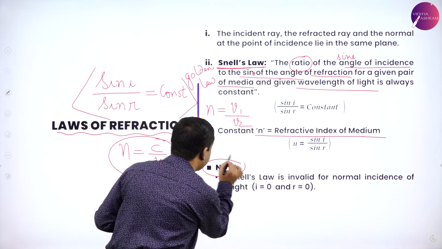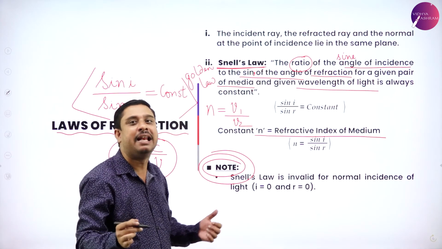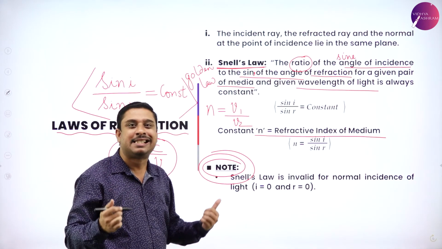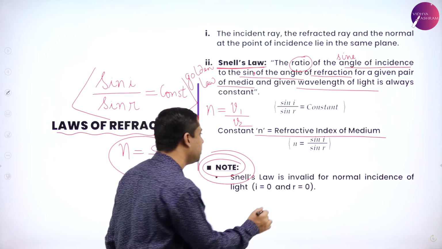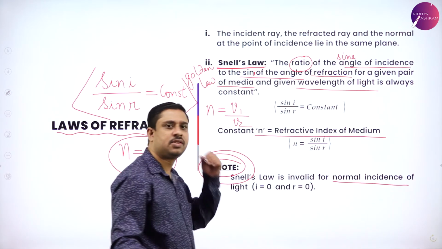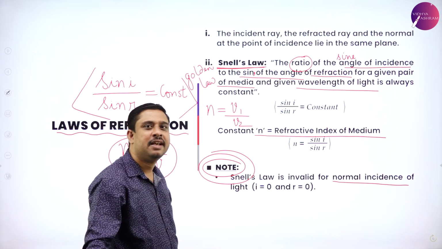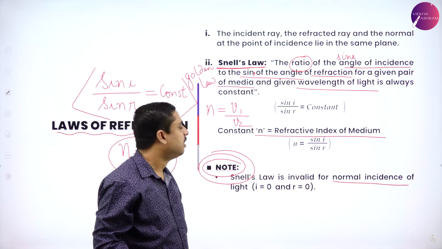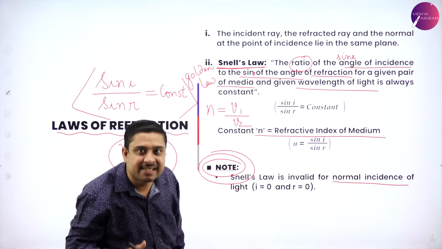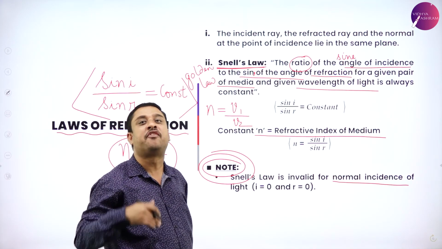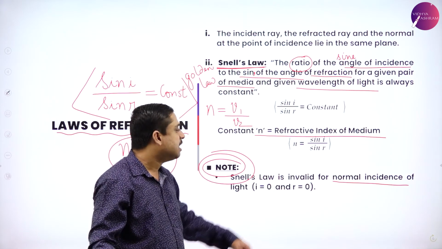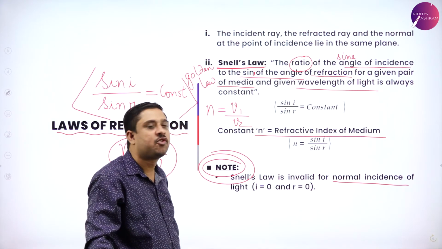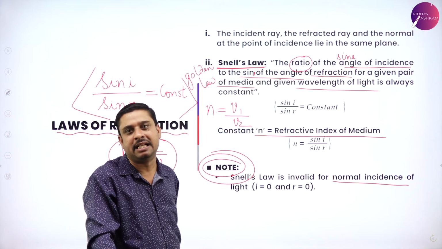Now, when is Snell's law invalid? When will Snell's law fail? When does Snell's law not operate? For normal incidence, which means if light is falling along the normal itself, can there be an angle of incidence? No. Can there be an angle of refraction? No. Therefore, Snell's law becomes invalid. So, Snell's law is not valid for normal incidence.